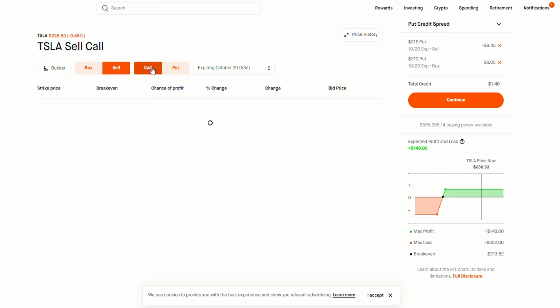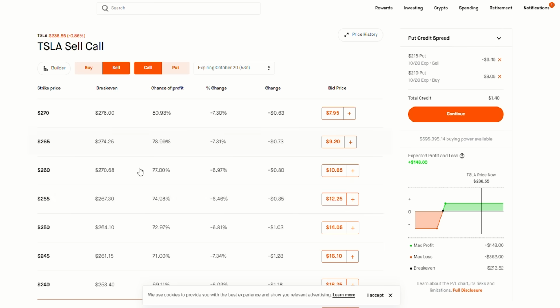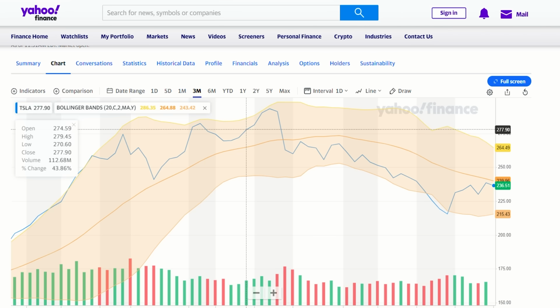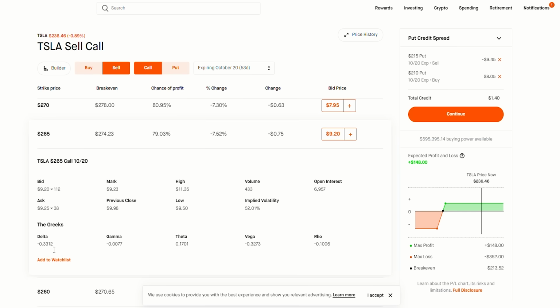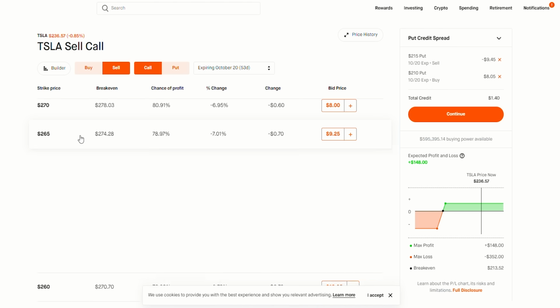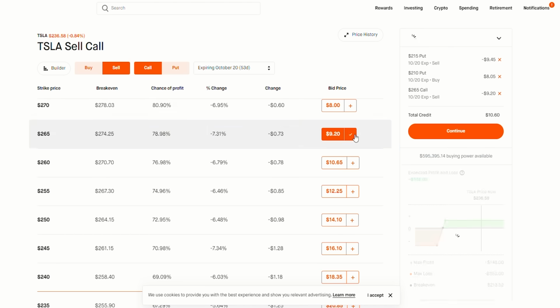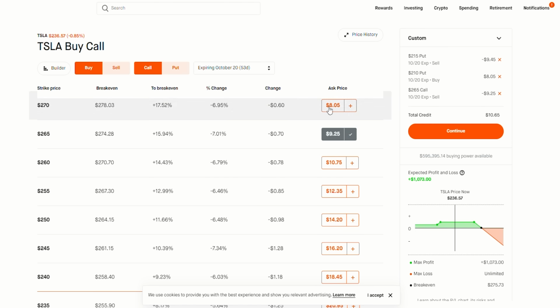Now I'm going to go ahead and, you know, sell a call option. All right, so I'm going to go up for the call option, and let's just take a look at the Bollinger Band again. The top is 264, so pretty easy. I'm just going to go for 265. 33 delta is a little bit high here, but again, you know, that's the Bollinger Band. The Bollinger Band is based on statistics. So I'm going to go ahead and sell the 265. Then I'm going to go ahead and buy the 270.